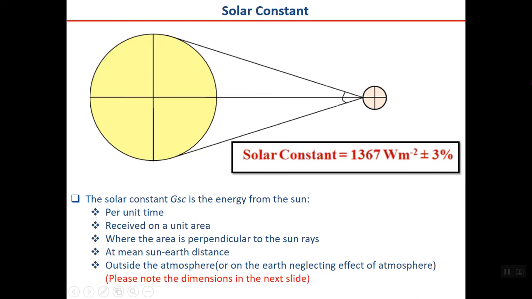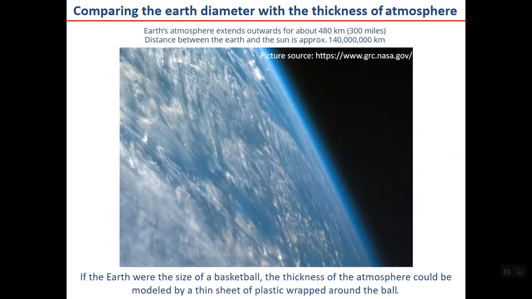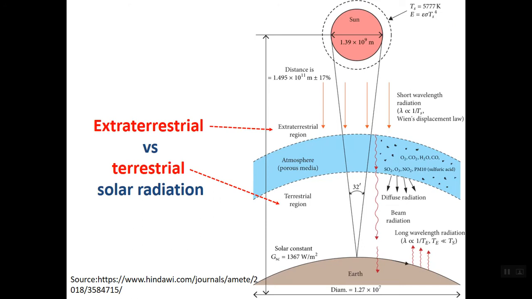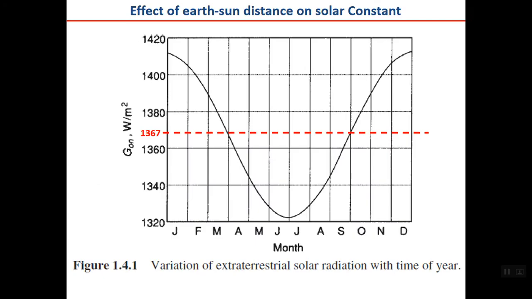What's the value of the solar constant? It's around 1,367 watt per square meter. Become familiar with two other definitions. You can see here the Sun, the atmosphere, and the Earth. Actually, the atmosphere extends to the Earth. This figure may be somewhat corrected, but the solar radiation, which is just outside the atmosphere boundary here, is named extraterrestrial radiation, and what we receive on the Earth is terrestrial radiation. So whenever you see terrestrial and extraterrestrial radiation, the meaning is, as you can see here.